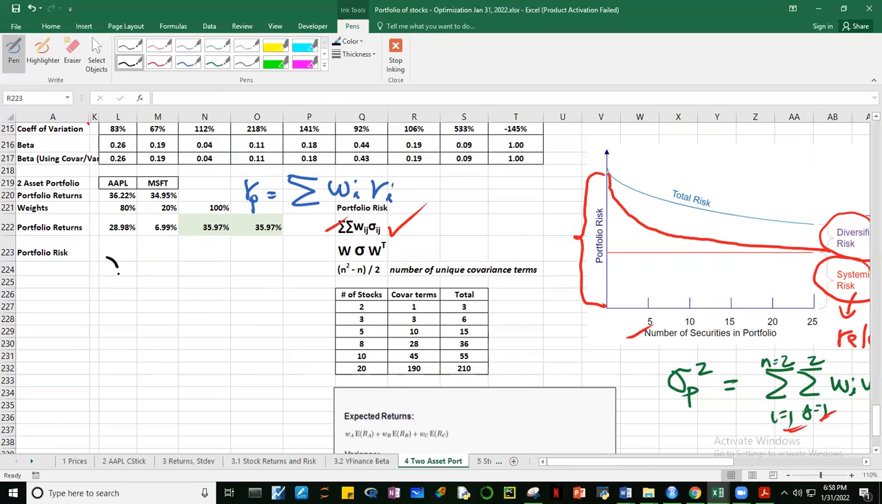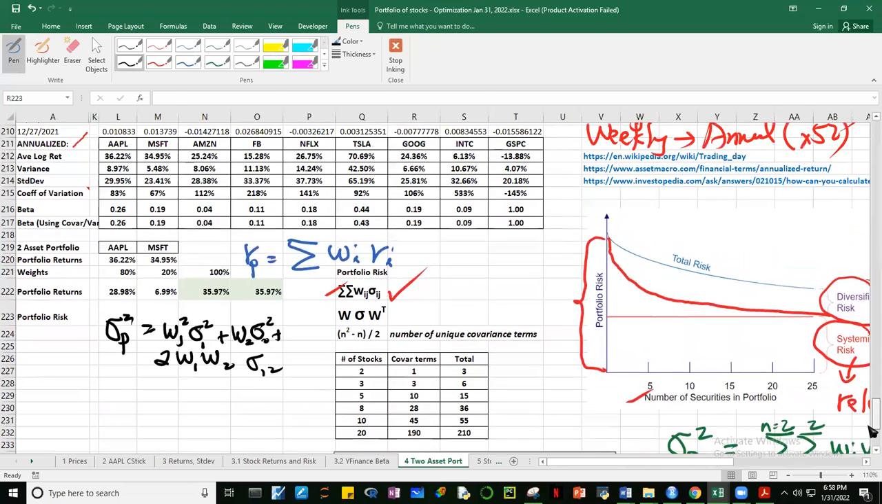Sabi natin, ang variance ng portfolio natin, pag 2-asset is equal to W1 squared, variance of 1, notice yung variance naka-square siya, plus W2 squared, variance ni 2, okay, plus 2 times W1, W2, covariance ng 1, 2. Okay. So we need, guys, the variance of 1, we need the variance of 2. Kailangan natin yung variance ni Apple, kailangan natin yung variance ni Microsoft, kailangan din natin yung covariance nila.